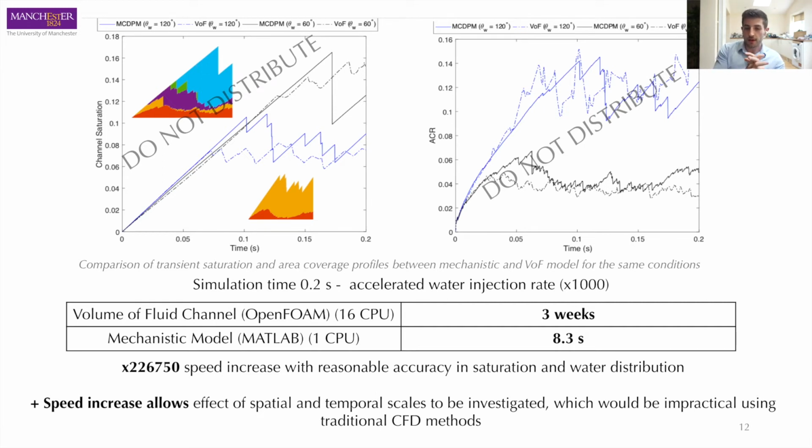So for example here, even at the accelerated water injection rate of times 1,000 of usual fuel cell production water rates, the volume of fluid channel took around 3 weeks on 16 CPU, whereas the mechanistic model only took 8.3 seconds in this case. So with that kind of 200,000 times speed increase, the relative level of accuracy that you get is relatively acceptable because of the speed increase, which allows the effects of larger time and spatial effects to be studied in the channel.